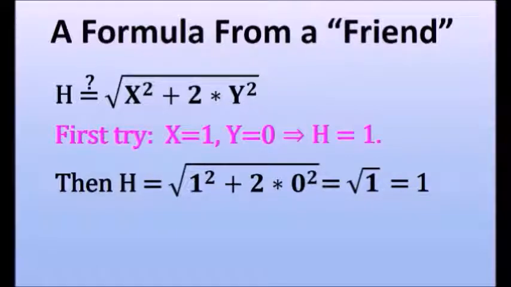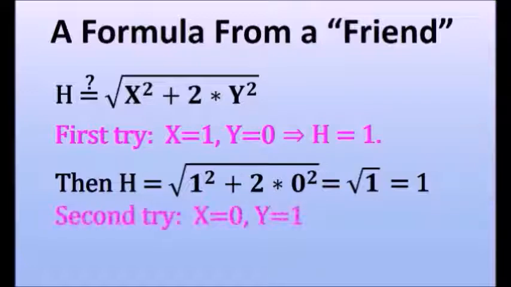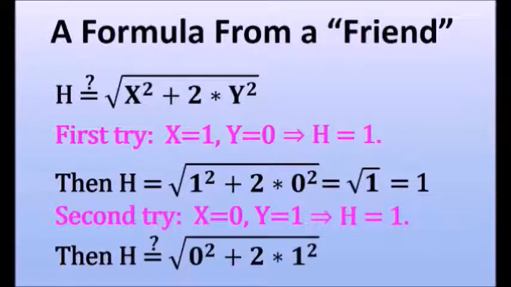But now, let's try the symmetric case where we go up by 1 instead of over by 1. Once again, we expect the length to equal 1 since we're now just looking at a triangle that's collapsed into a vertical line having a length of 1. Using the same formula from above and plugging in 0 for x and 1 for y, we get this. Now, when we do the math, we see that 0 squared is 0 and 2 times 1 squared is 2. When we add those up, we get 0 plus 2, or 2 under the square root sign.